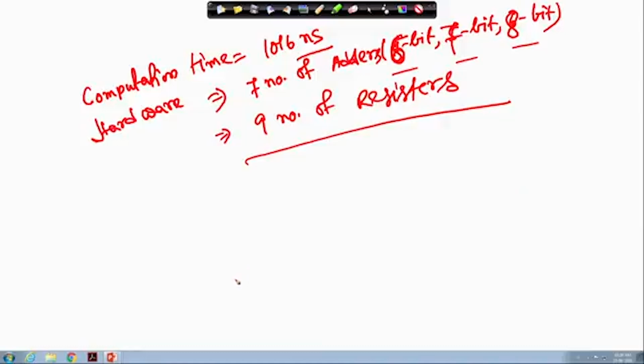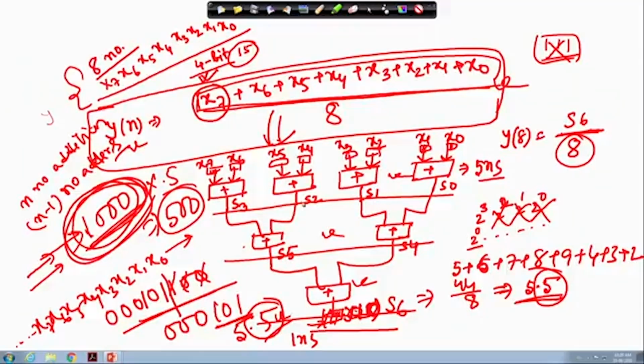So, if I consider this particular circuit, the parallel architecture, this is the total computation time and this is the hardware requirement for this circuit. So, for today this is it. Then again we will see different architectures for this particular operation in the next class. Thank you.